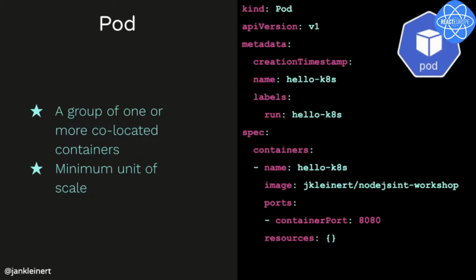And then we have our spec, which is a container spec in this case. It's going to specify the name for a container, what image we want to use, and then some ports that the image uses when it's running. So let's take a look at a demo now.